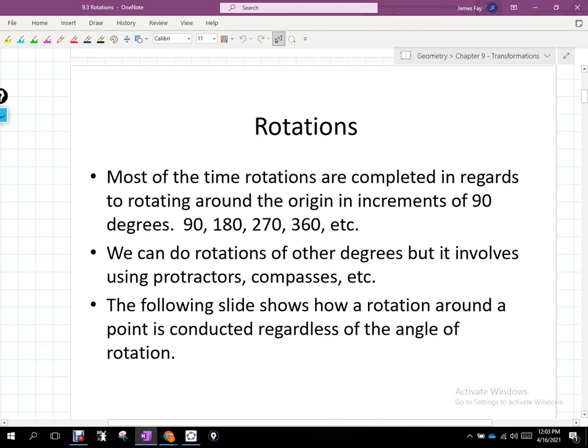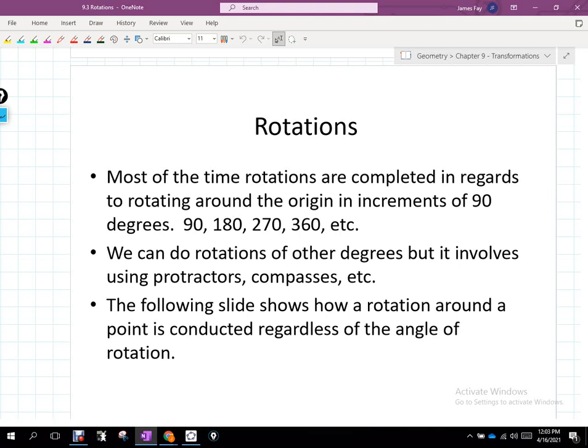All right, so rotation. Rotating something is going to deal with degrees. Most of the time, rotations are completed in regards to rotating around the origin, in increments of 90. So we can rotate 90 degrees, 180, 270, 360, 720, 540. Take 90 and multiply by anything that you want, and we can do those types of rotations. Those are easy rotations in comparison to all the others.